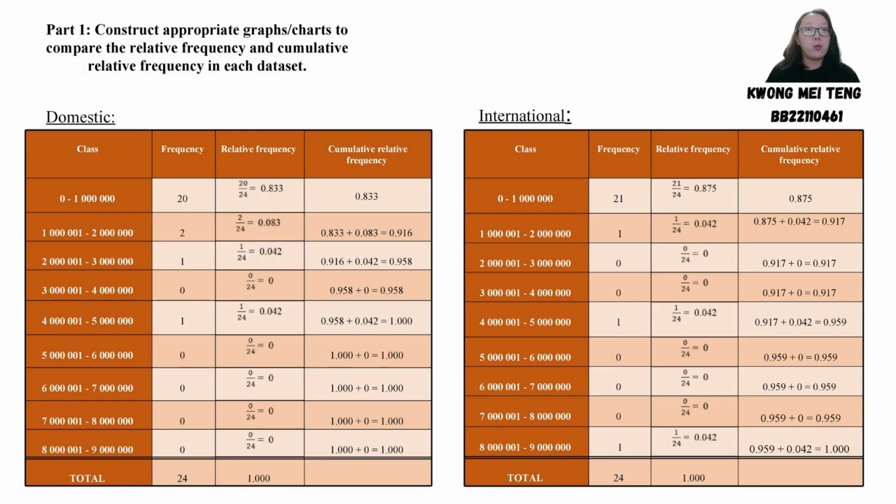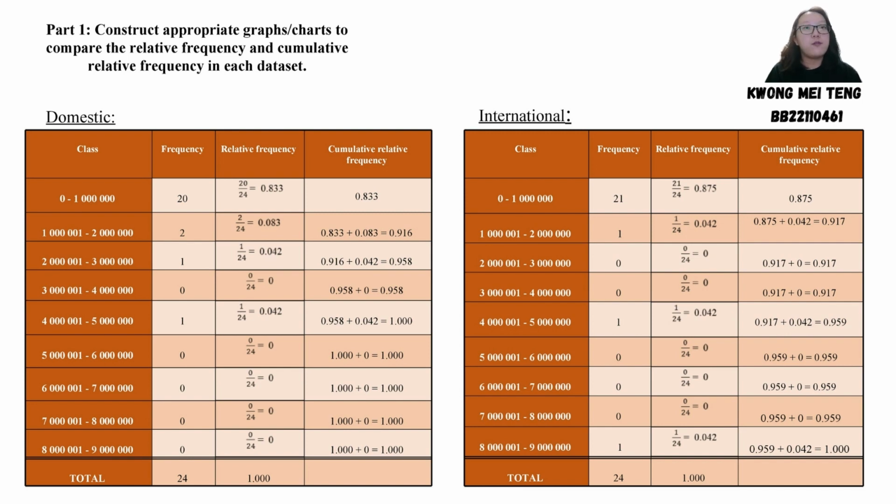I would like to present part 1, which is to construct an appropriate graph or chart to compare the relative frequency and the cumulative relative frequency in each dataset. But before that, we need to find the relative frequency first by dividing the dataset into a certain ratio of classes and finding its frequency. For the relative frequency, we divide the frequency of each class by the total number of distribution, which is 24. After that, we find the cumulative relative frequency by adding the current relative frequency and the previous relative frequency. This process continues until the final class range.